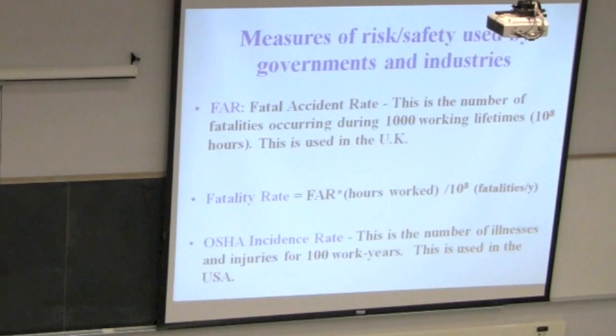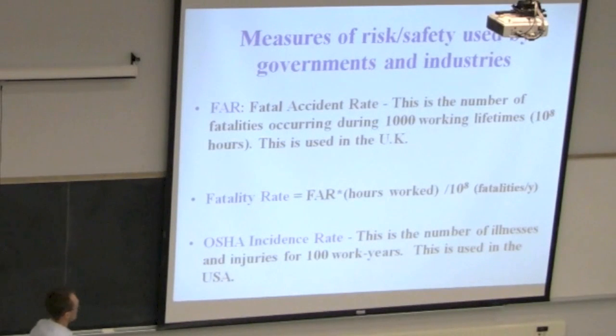What is that number? So that's one way to judge the fatal accident rate. The fatality rate then is if we take that FAR value, so let's say 6 people die in a particular type of work environment, multiply by the hours worked, divided by that large number, 10 to the 8, that gives the number of fatalities per year. So the fatality rate, and that should be low. Like we want a really low fatality rate, and we want to see that decreasing over the years.